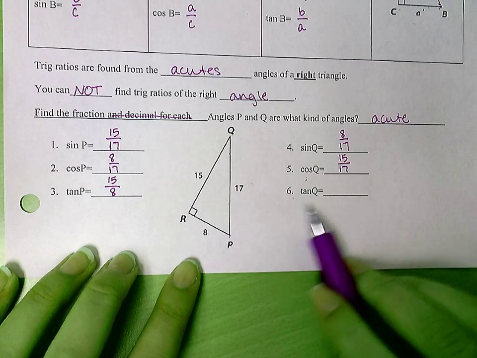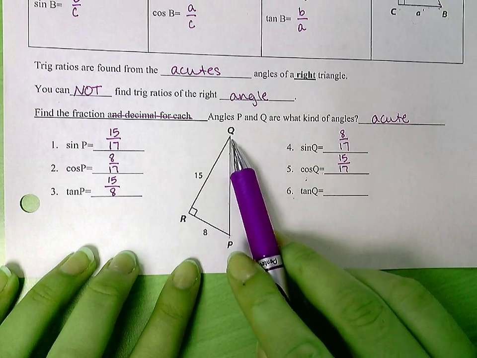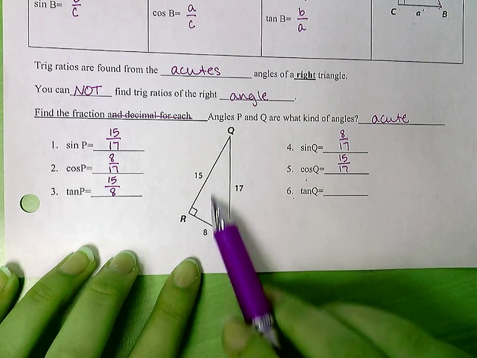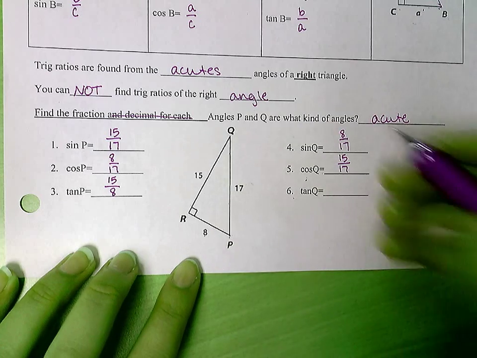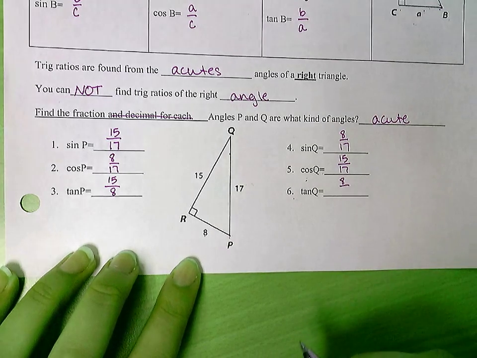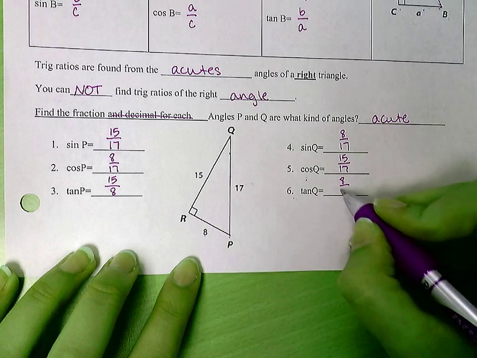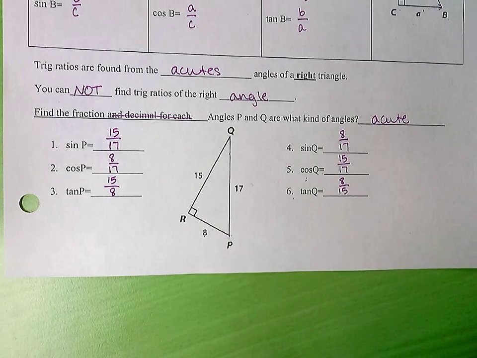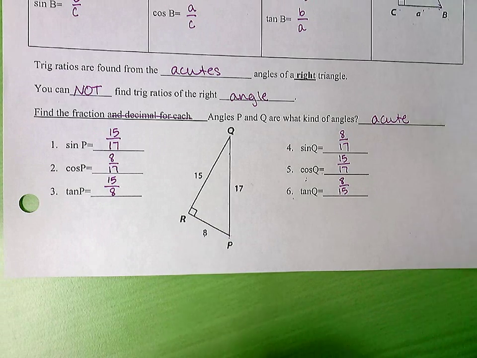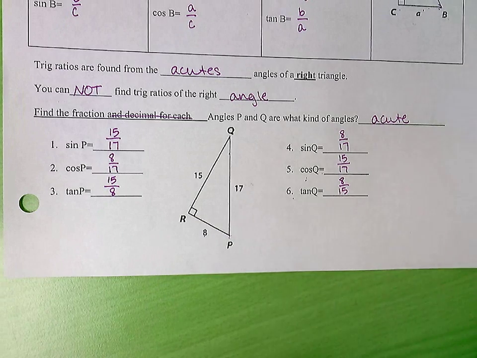Then number 6, tangent of angle Q. Tangent is the opposite side, the side across, which is 8, over the adjacent side, the side next to, which is 15. Questions?